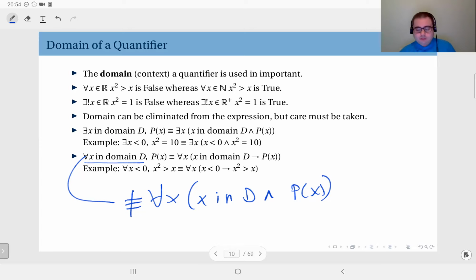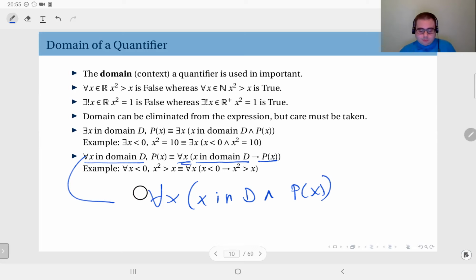This is quite important. The correct way to eliminate the domain from a universally quantified statement is: for all x in domain D, P of x is equivalent to, for all x, if x is in domain D, then this implies P of x. Okay, this is the correct way to push the domain information into the proposition when you have a universally quantified statement.